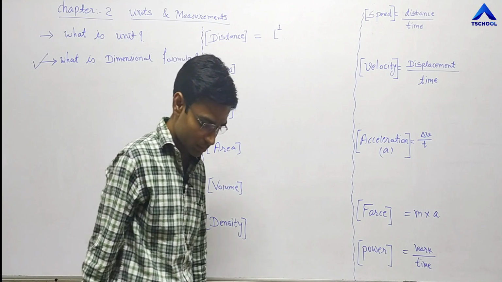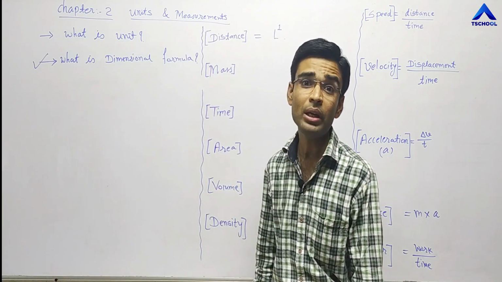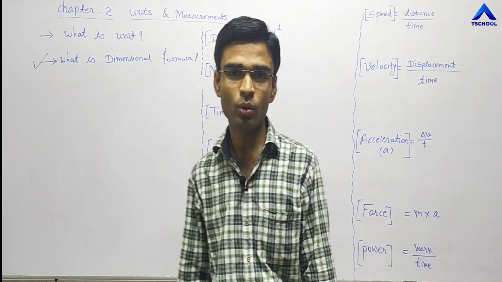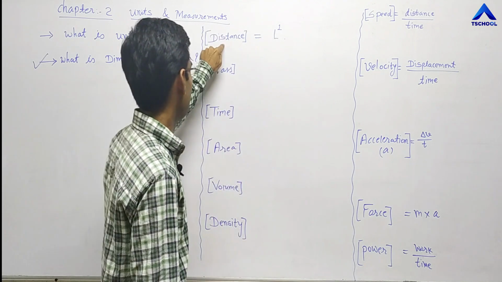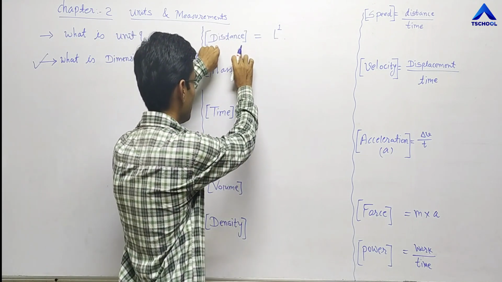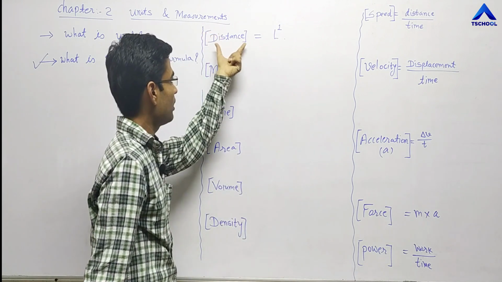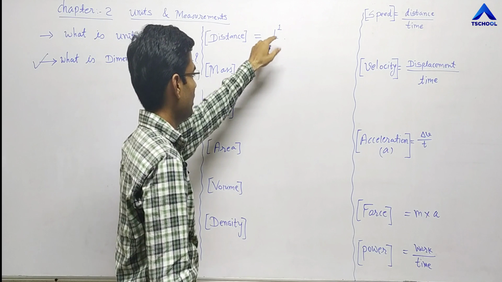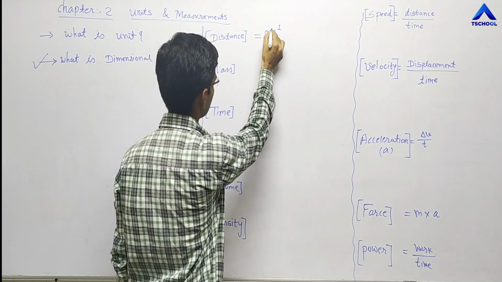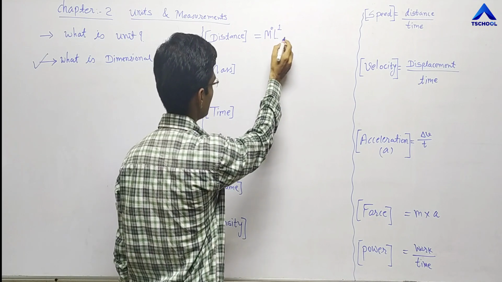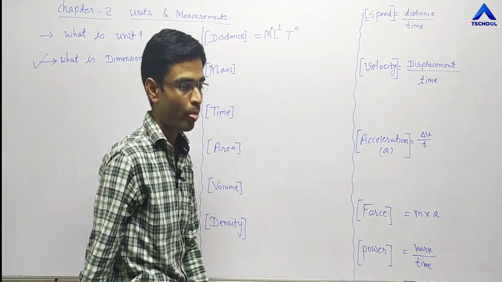But we should write that dimensional formula in the MLT form. We should write all the dimensional formulas in the M, L and T forms. The dimensional formula of distance, measured in length, is L1, so we shall write M0, L1 and T0.